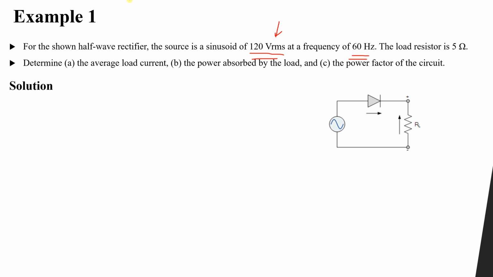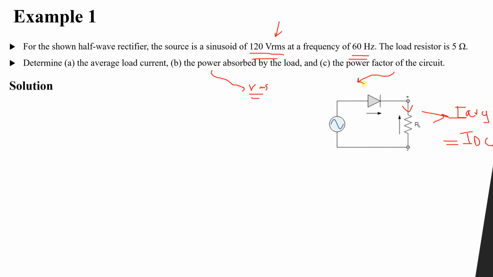We need to find, number 1, the average load current, I average, which is similar to IDC at the load side. Number 2, we need to find the power absorbed by the load. Here I'm talking about the average total power absorbed by the load, which means we are going to use the RMS relation. I'm not talking about DC power, I'm talking about the whole power, which is RMS. Number 3, we need also to find the power factor of this circuit.